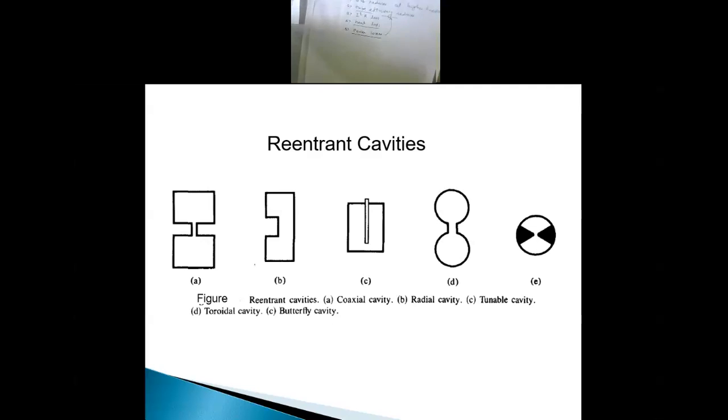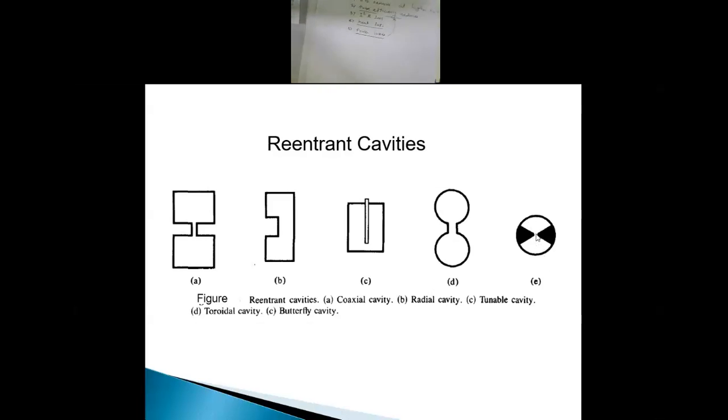Now there are multiple cavities. They can be rectangular or circular in shape; there are various types of cavities. Here we can see a reentrant cavity, a coaxial cavity, and a radial cavity. Here is a tunable cavity, where this distance changes so we can tune it. Then there is a toroidal cavity and a butterfly cavity.